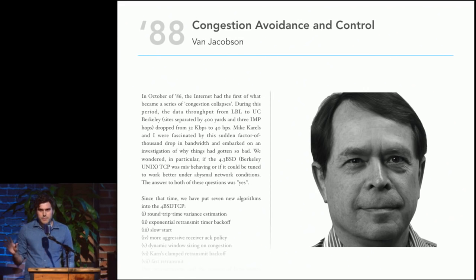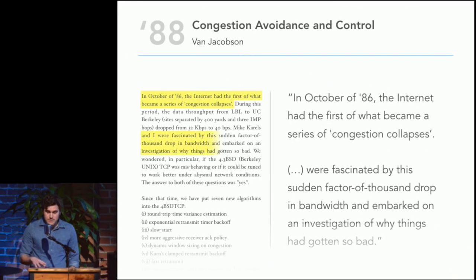And this is kind of the seminal paper of computer networking. Everyone speaks of it with immense reverence, and for a reason. I'm not actually going to make fun of this one. And so Van Jacobson starts, it doesn't even have an abstract, or it doesn't even say introduction, it just starts. And it explains that in October of 86, the internet had the first of what became a series of congestion collapses, right? And fascinated by this sudden factor of 1,000 drop in bandwidth, Van Jacobson and Mike Karels embarked on an investigation of why things had gotten so bad. And Van Jacobson is not, or at this time wasn't considered a computer scientist. He was a physicist.